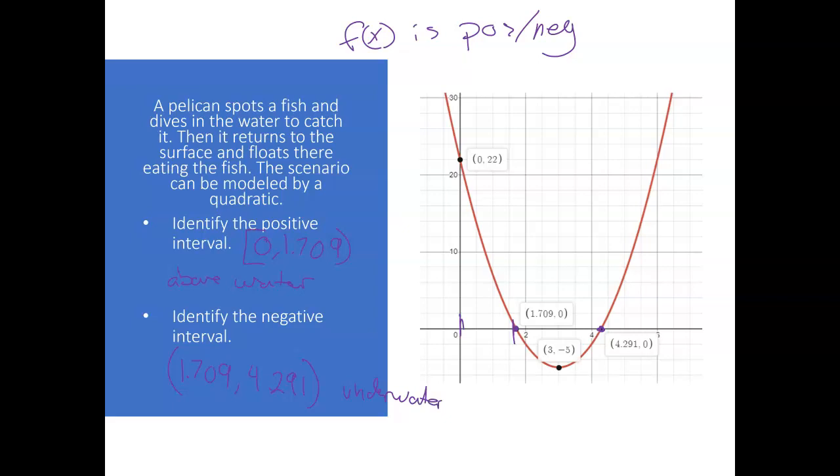Remember we said our reasonable domain stops here, and so I'm going to stop there. If I needed to include it, if my scenario did continue on, then we would just have a union that would pick up at 4.291 and then continue off to whatever. That's only if we need to have it.